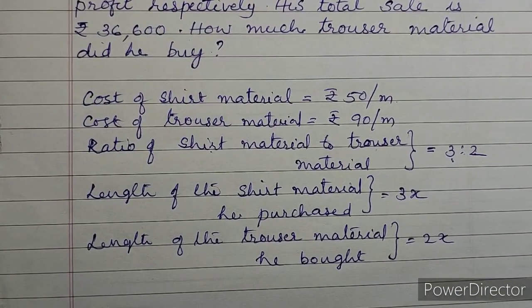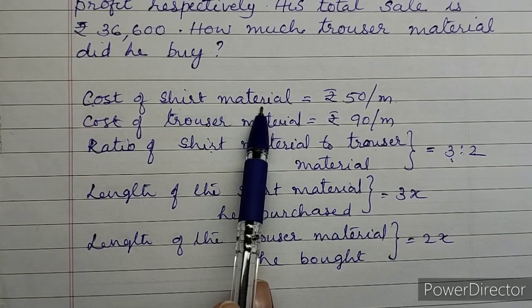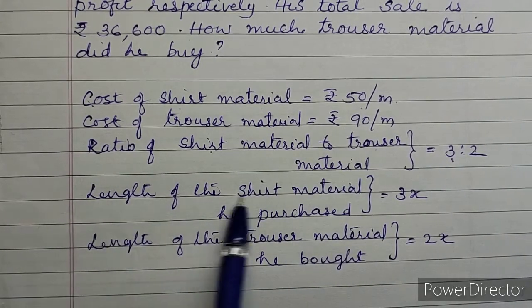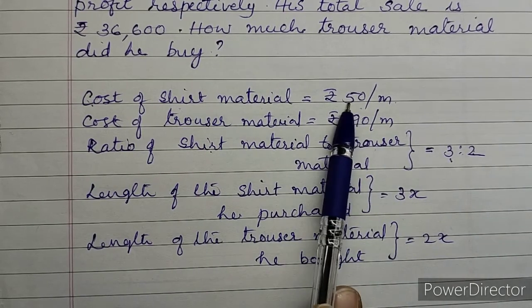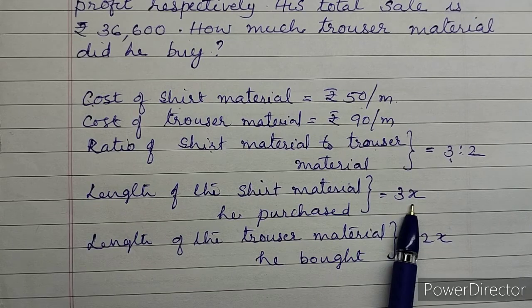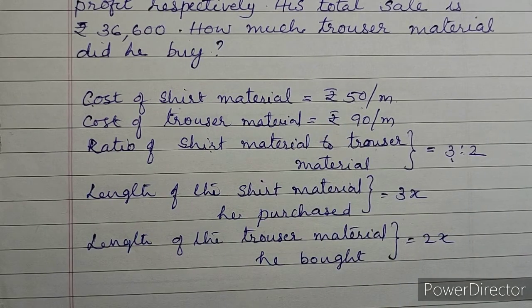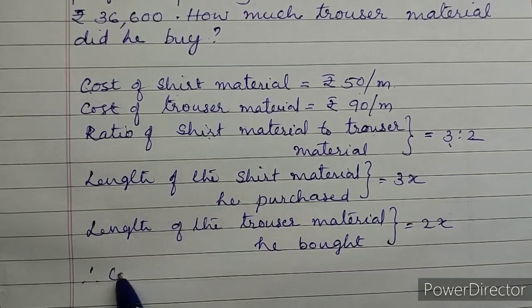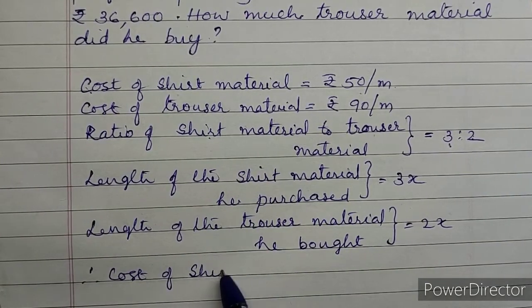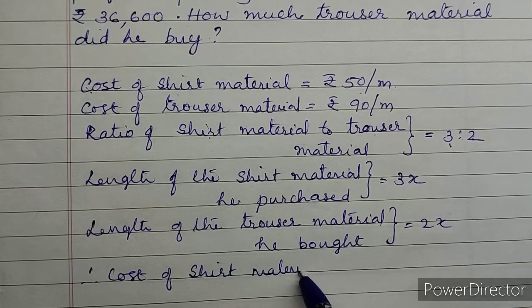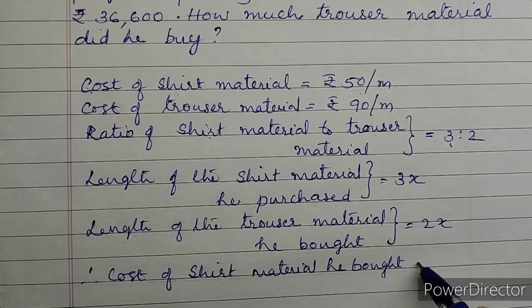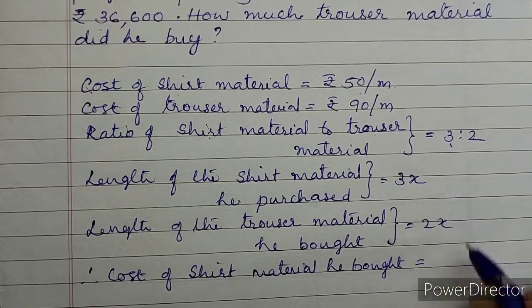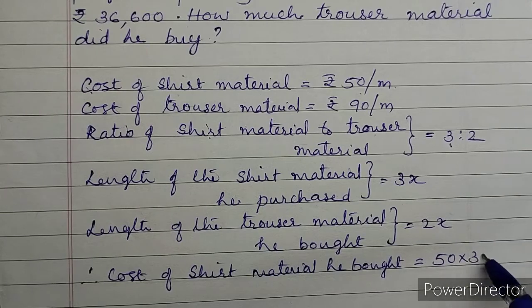Now total cost, how much? Cost of 1 meter shirt material, rupees 50. Length of the shirt material he bought is 3x. So what will be the total cost? 1 meter cost 50, 3x meter cost how much? So 3x into 50. Therefore, cost of shirt material he bought is equal to 50 into 3x equals 150x.